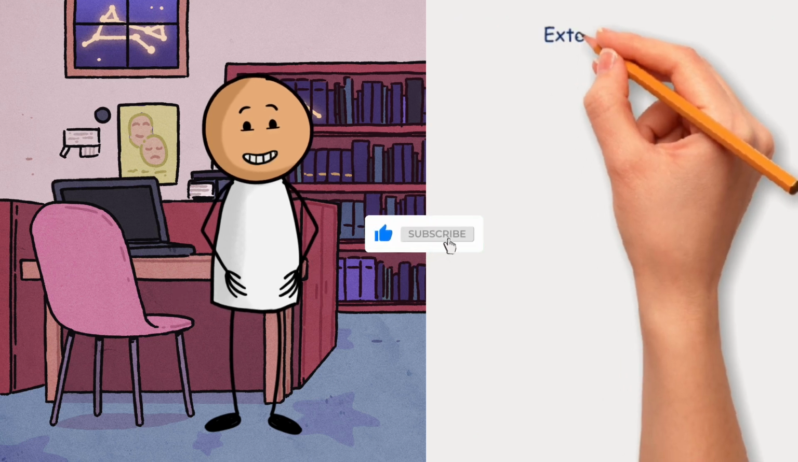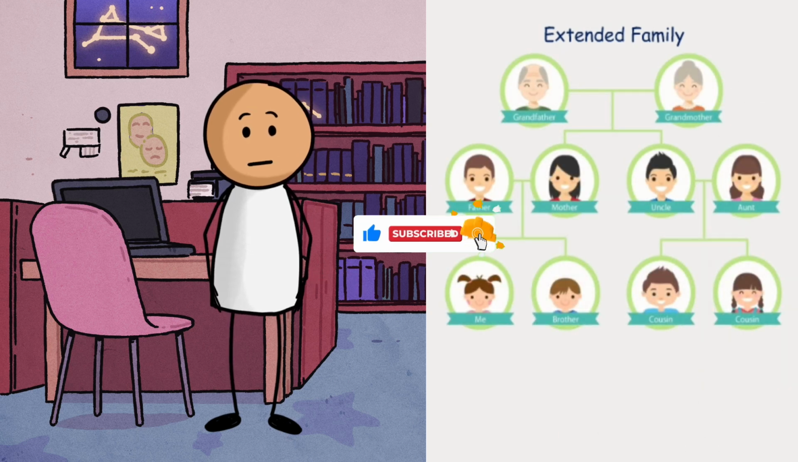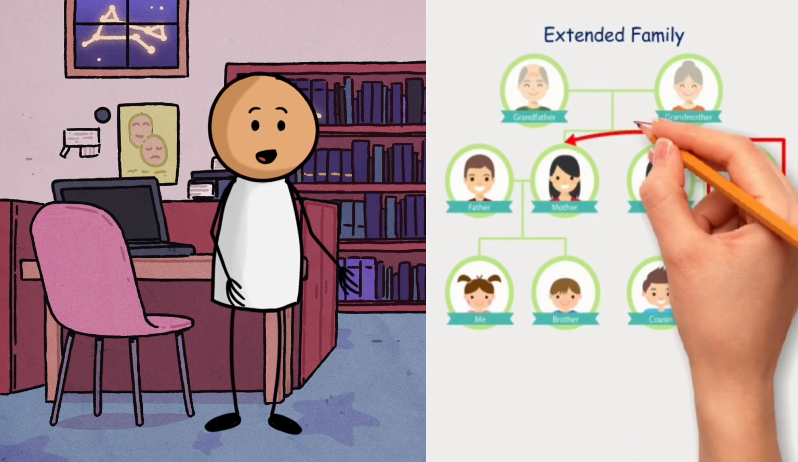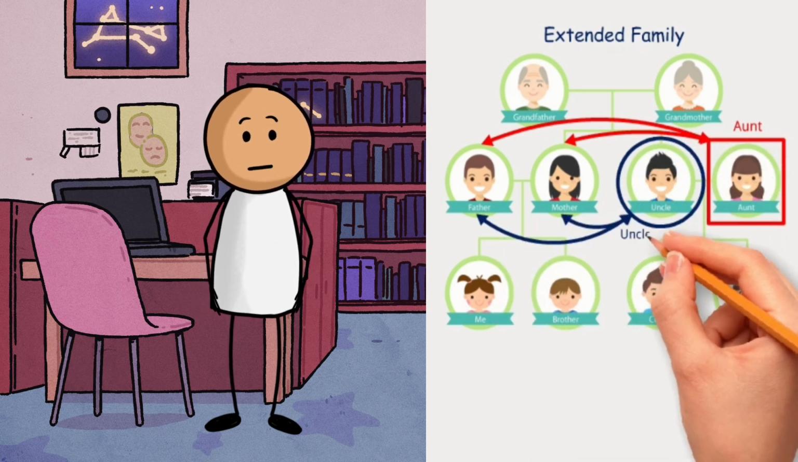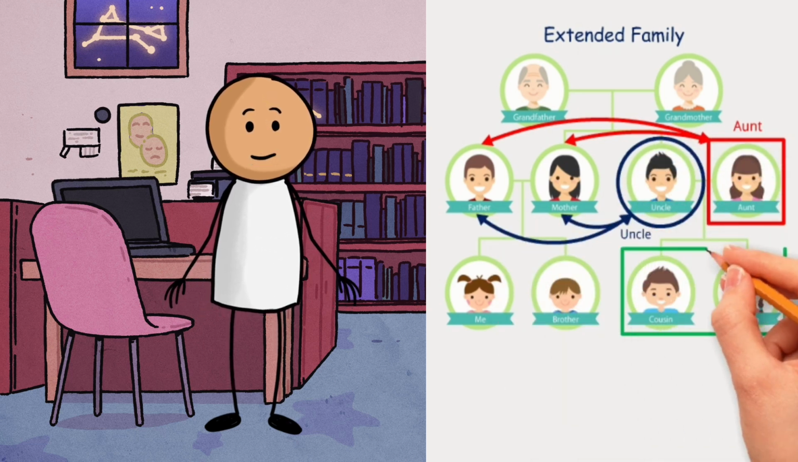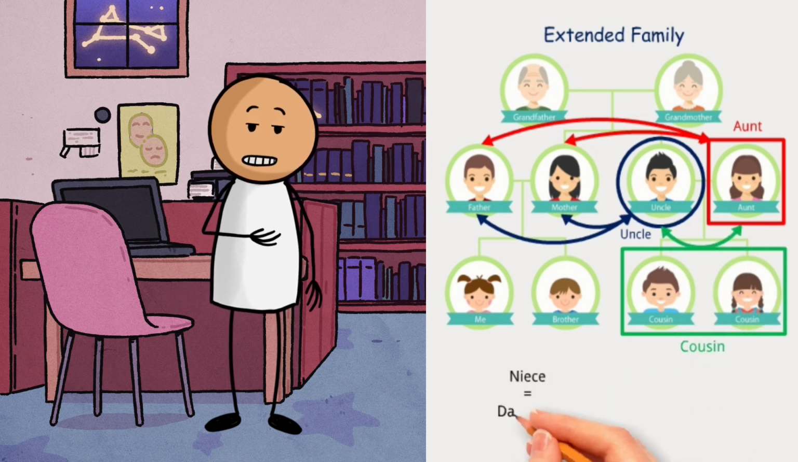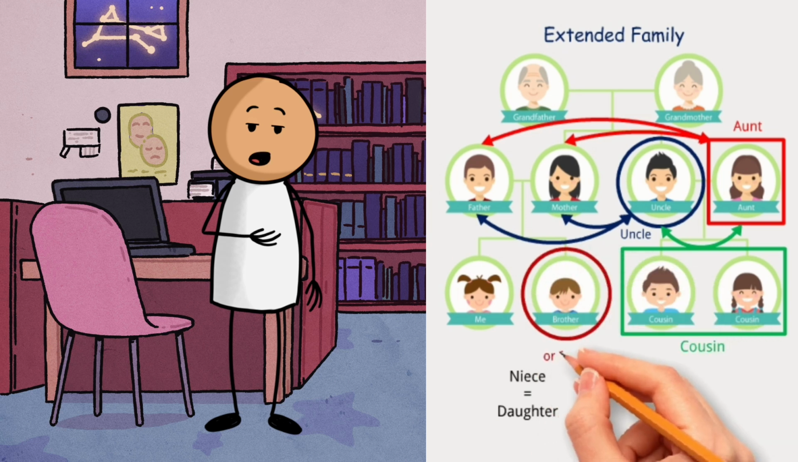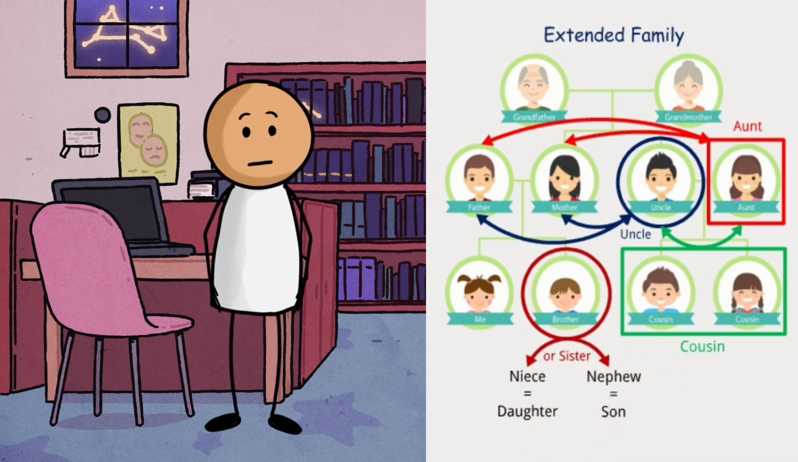Number 2 is extended family. These are other important family members. Aunt is your parent's sister. Uncle is your parent's brother. Cousin is the child of your aunt or uncle. Niece is the daughter of your brother or sister. And nephew is the son of your brother or sister.